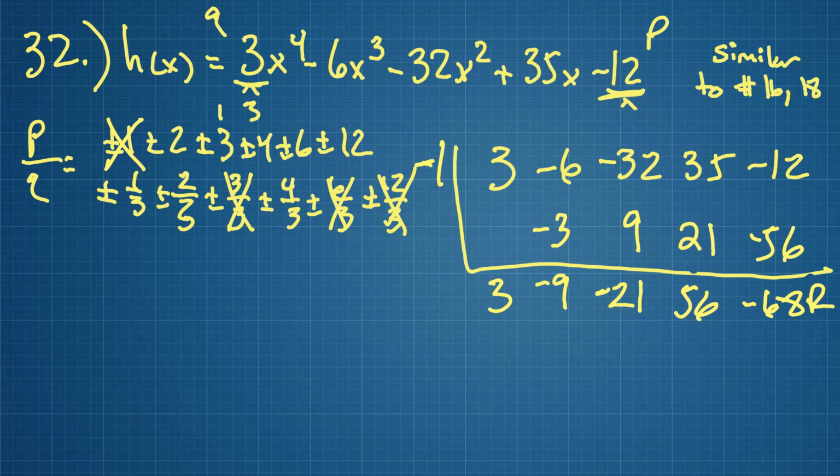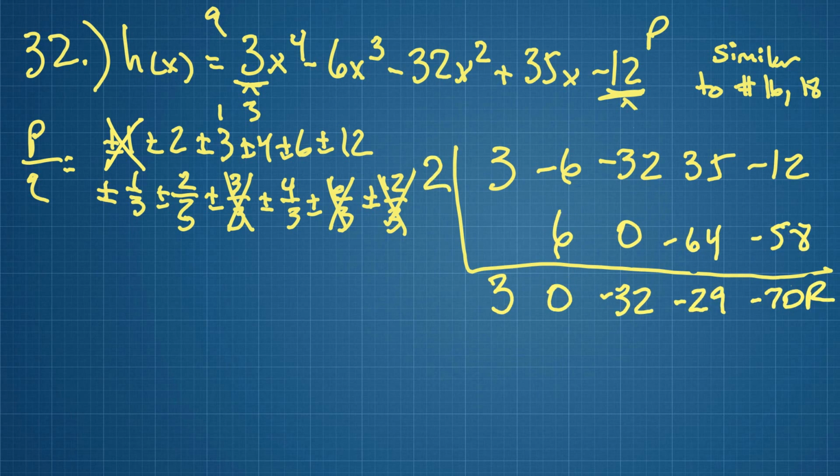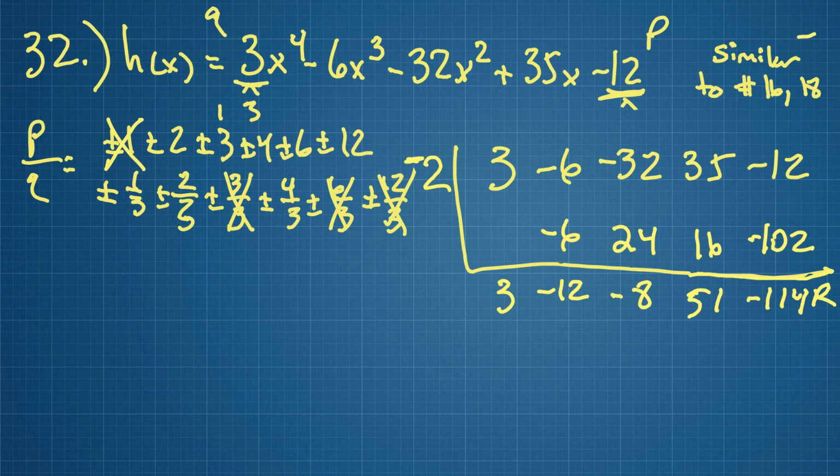Alright, I'm going to try 2 next, and just in the essence of time, I'm going to just do that really quickly. Alright, try 2. 2 did not work. Notice I got a remainder of -70. So now I'm going to go and try -2. So I'm going to make that -2, and I'm going to try that again. And in the essence of time, I'm just going to do that really quickly. Alright, I tried -2. That didn't work because I got a remainder of -114. So I'm going to move on.